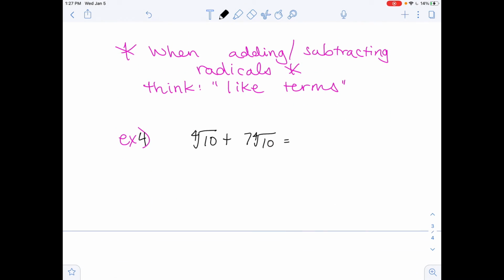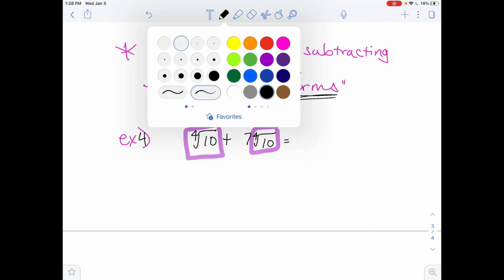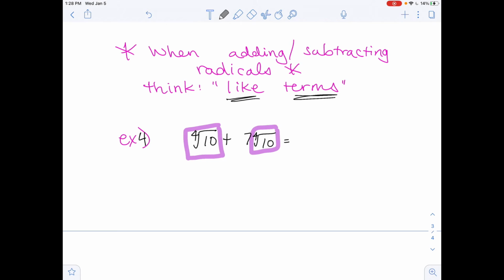When we're adding and subtracting radicals, think like terms, okay? So do we have like terms here? Here's fourth root of 10, and look, we see another fourth root of 10. It'd be kind of like saying x plus 7x, but instead of x, we're dealing with a fourth root of 10. So I have 1 fourth root of 10 and 7 fourth roots of 10. I can also put an invisible 1 in front. So 1 of something plus 7 of something gives me 8 fourth roots of 10. Okay.